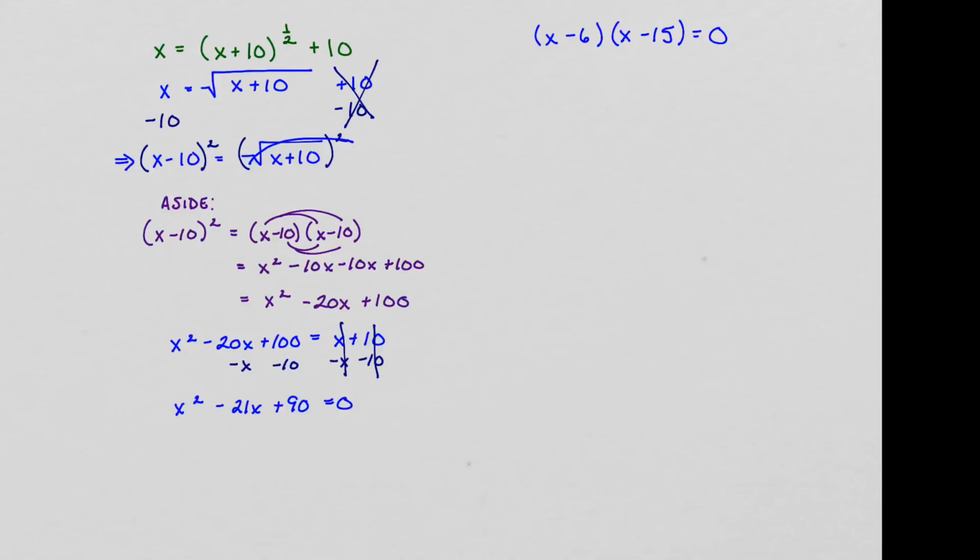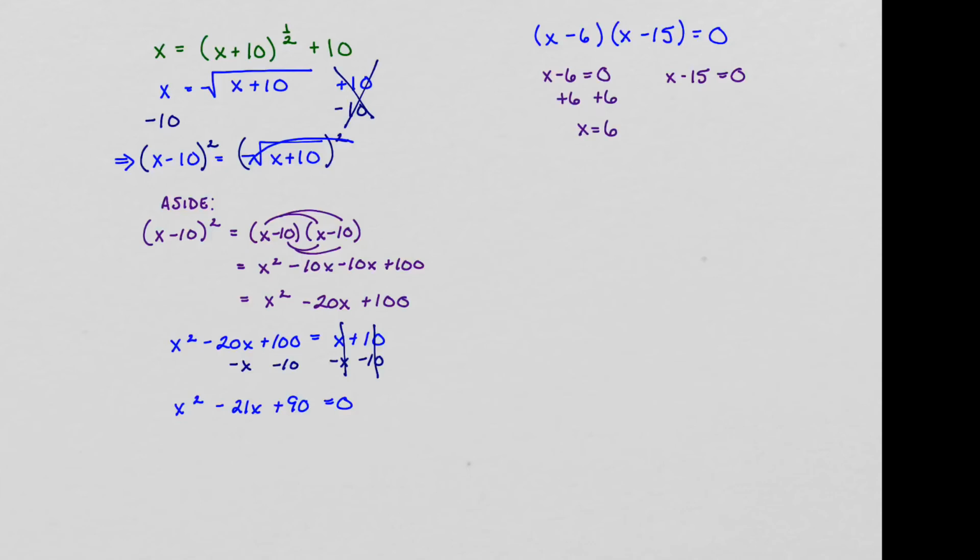So we can use our zero product property here. We're saying if this quantity, or this mystery number of x minus 6, times this other quantity, or this other mystery number of x minus 15, is equal to 0, then we should be able to state that either the mystery number of x minus 6 is 0, or the mystery number of x minus 15 is 0. From here, we can go ahead and solve for x.